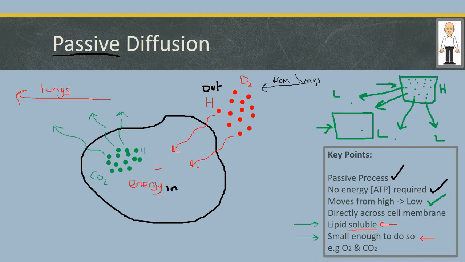The key points here: it's a passive process. It doesn't need energy. It moves from areas of high concentration to low concentration directly across the cell membrane, and it does so because the molecules are lipid soluble and small enough. The examples being oxygen and carbon dioxide. Funnily enough, alcohol does also move across the cell membrane by passive diffusion, but the less we talk about that, the better.